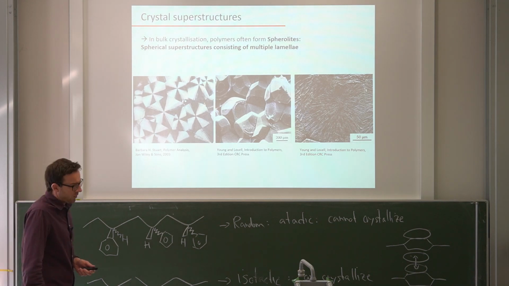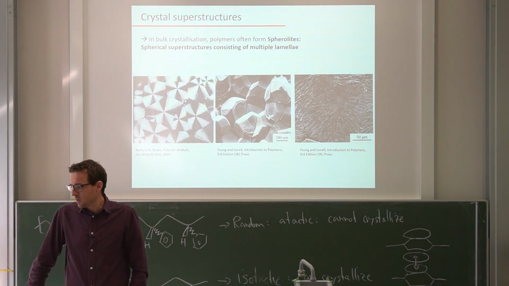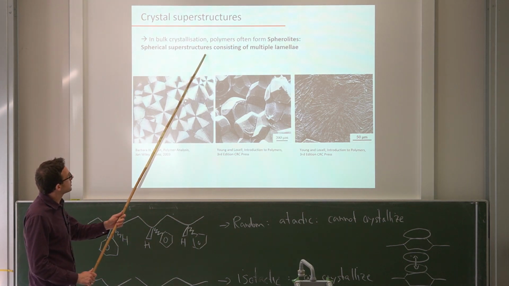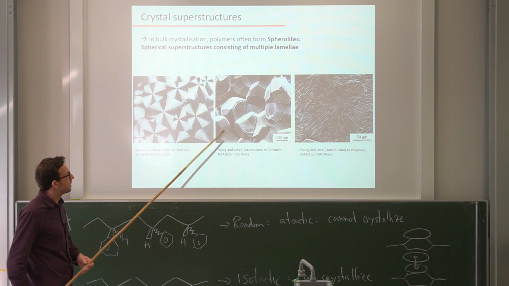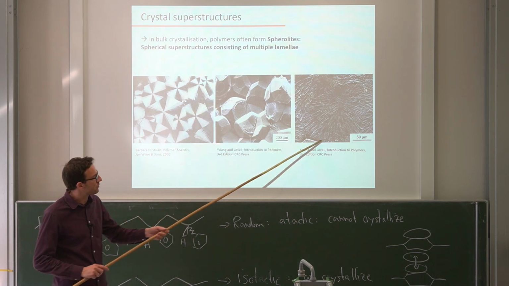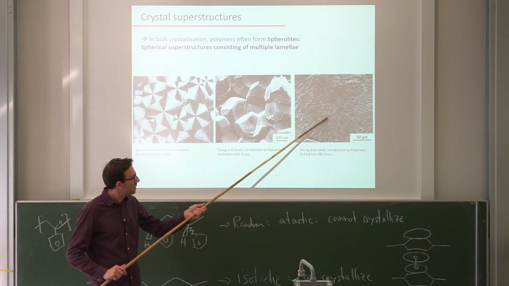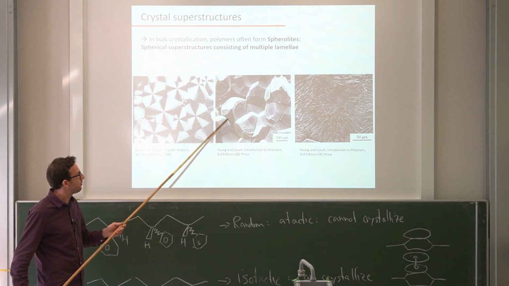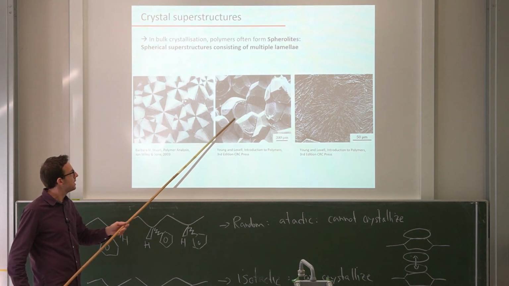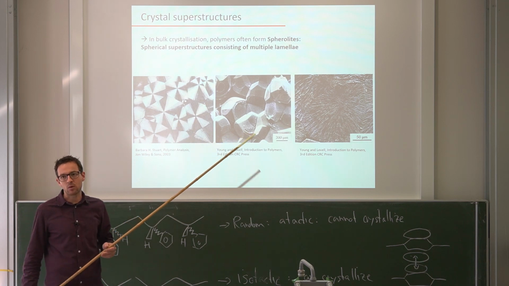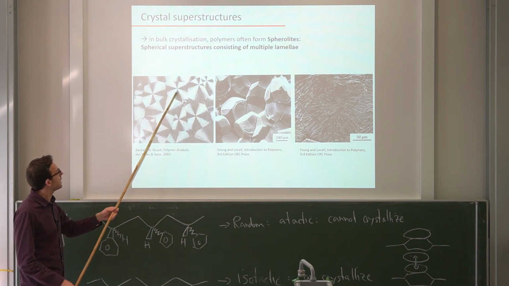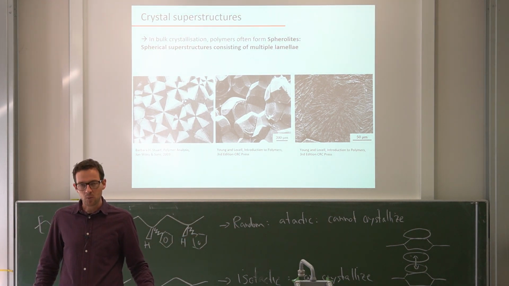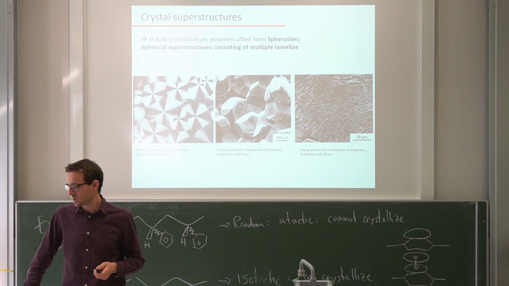So when you have a lot of these lamella in structures, very often you observe something that is called spherulites. And those are spherical superstructures consisting of multiple lamella. So if you start from the very beginning, you have these very small lamella, and they spread out radially, forming these bulky spherical structures. And if you look at them under polarization microscopy, you get these very distinct Maltese cross structures. So this is a telltale sign that you have polymer crystals in the form of spherulites.